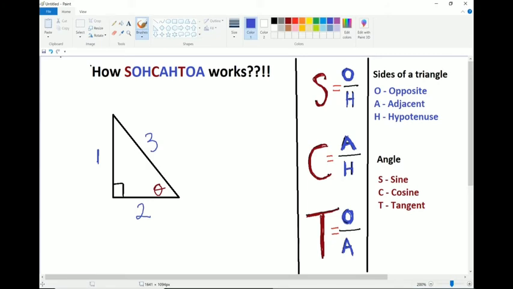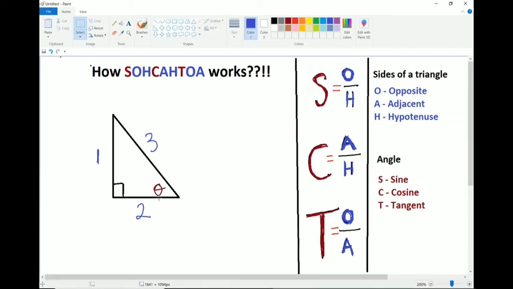In this video, I want to teach you how SOHCAHTOA works. You've heard this acronym so many times, SOHCAHTOA, and it's usually used when you're dealing with right triangles. And here on my screen, I have an example of a right triangle.